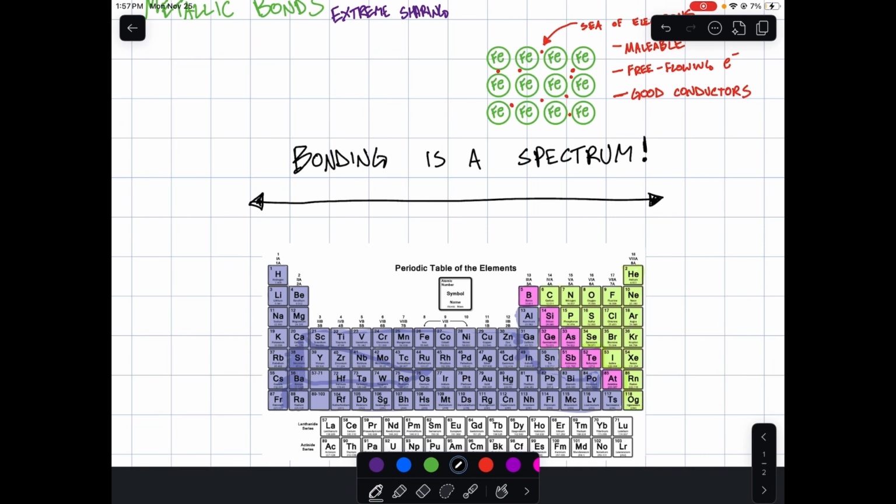So I think it's pretty helpful to imagine bonding as a spectrum. On this side of the spectrum, over here, we have a covalent bond. And on this side, we have an ionic bond. As the electronegativity difference, as our END increases here to here, we're going to be more and more ionic.